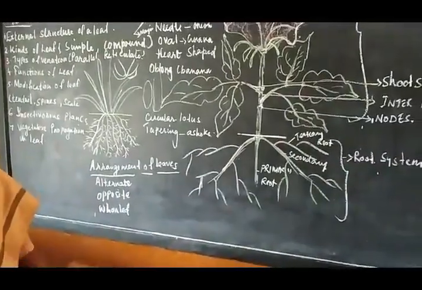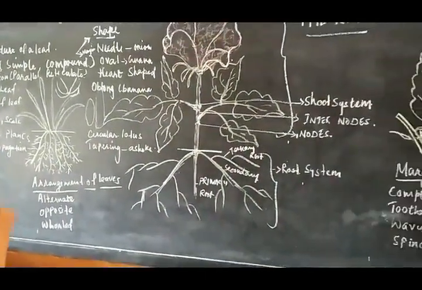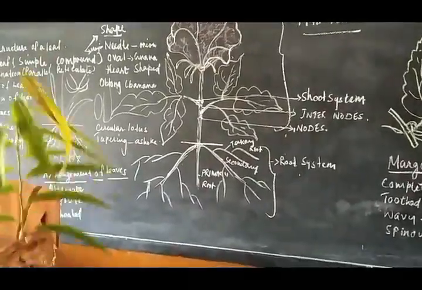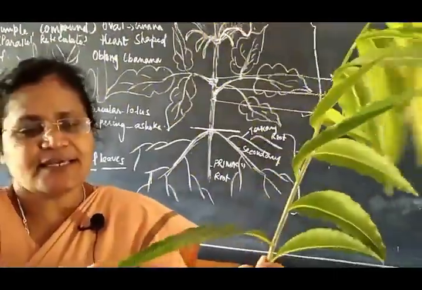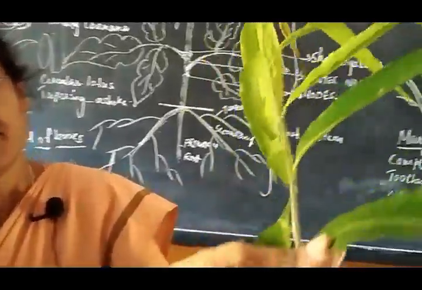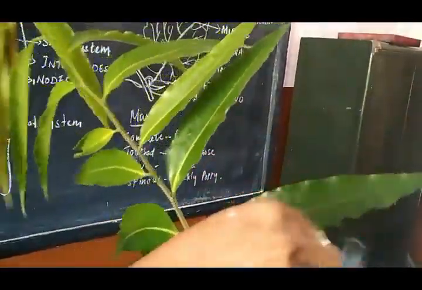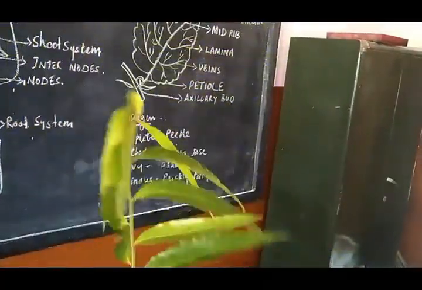Okay. Then you have your wavy. Wavy, the best example is your Ashoka. This is your Ashoka leaf. Look at it nicely. It has got a nice wavy margin, just like a wave. So the leaf with a wavy margin is your Ashoka leaf.